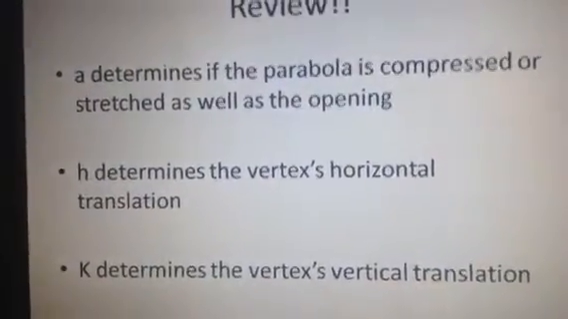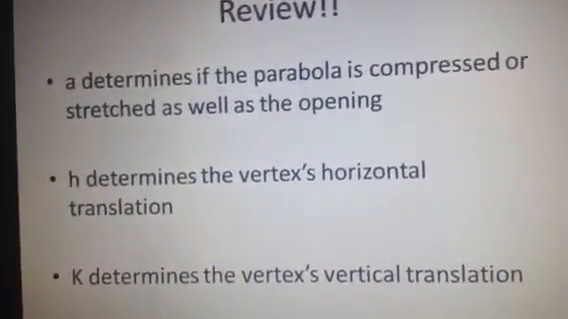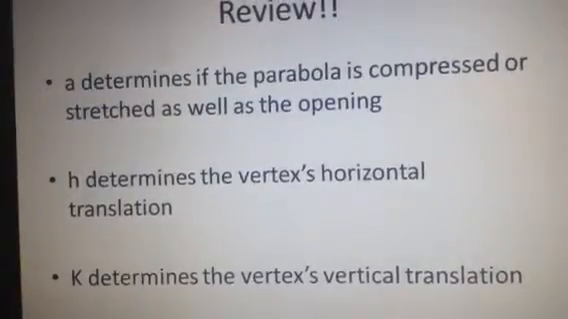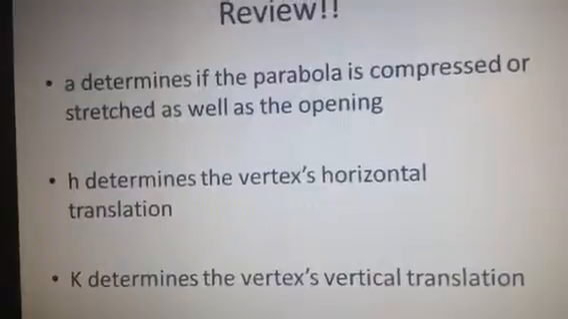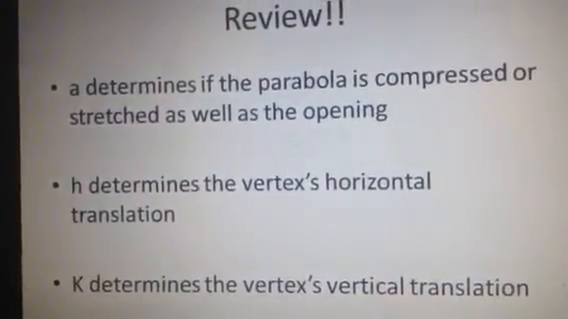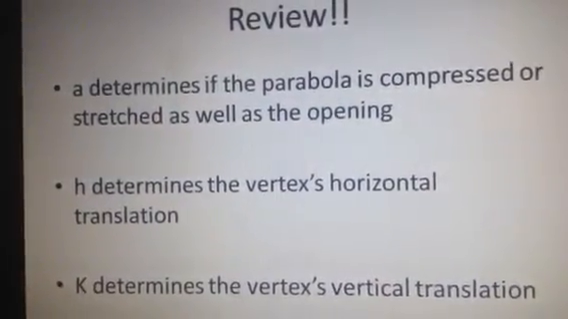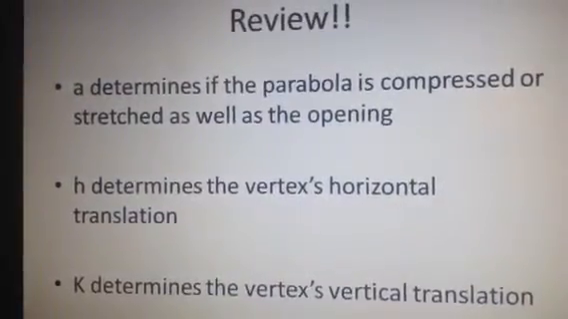H determines the vertex's horizontal translation, and as I have mentioned many times before, if H is positive, the parabola will be shifted to the left side of the graph, while if H is negative, the parabola will be shifted to the right side of the graph.